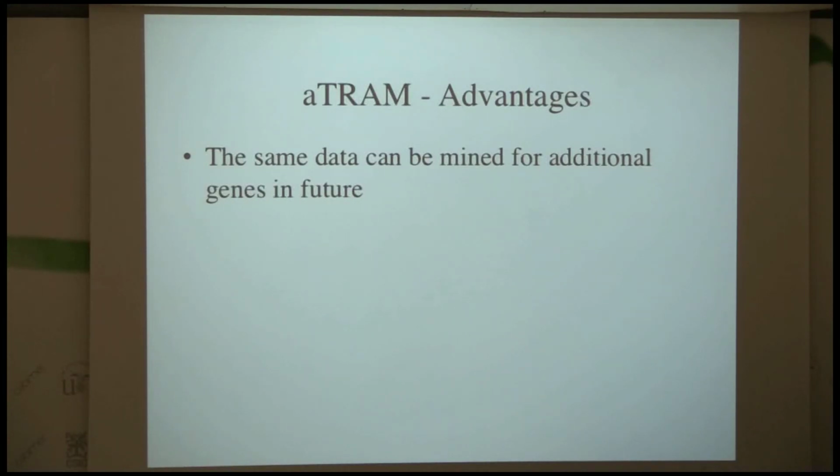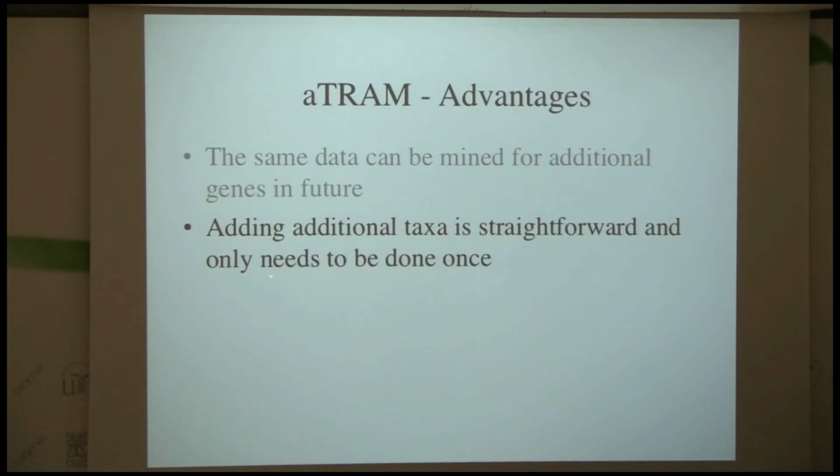Okay, just to highlight, in case some of you are interested in using this approach, some of the advantages of aTRAM. From these shotgun genome sequences, 1 library, the same data can be mined for additional genes in the future. So maybe we want to try a different set of genes and see how they perform. We could increase the number of genes or decrease the number of genes and assemble them again from the same starting raw data. So we're not stuck with the genes we started looking at. And adding taxa is straightforward and only needs to be done once. If you want to include a new species in your study that you hadn't looked at before, you just sequence the genome, and then you have all the data you would ever need.